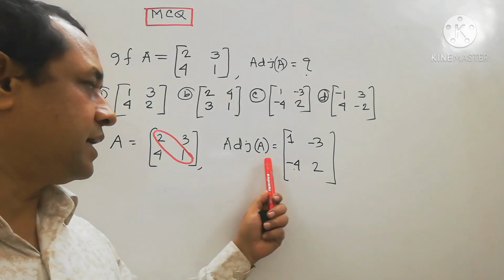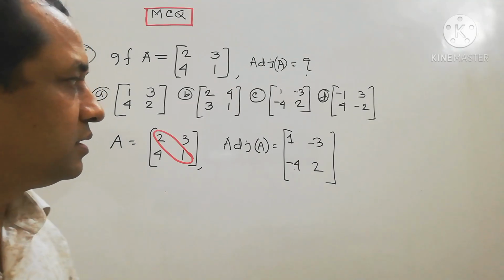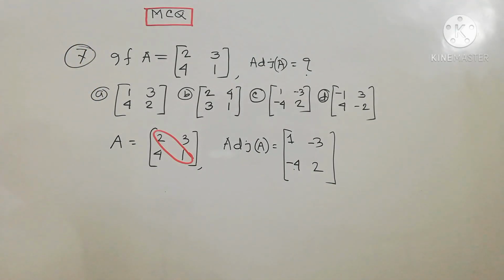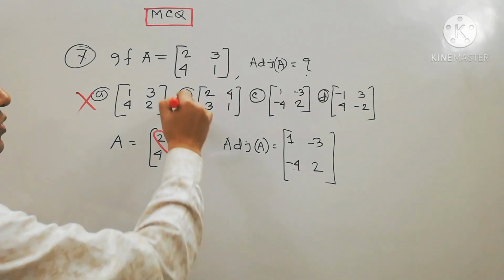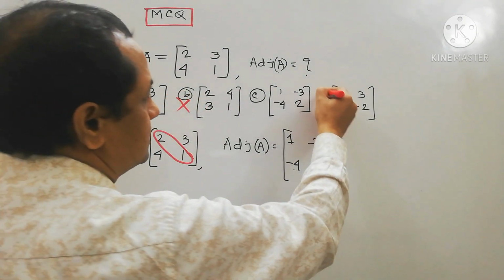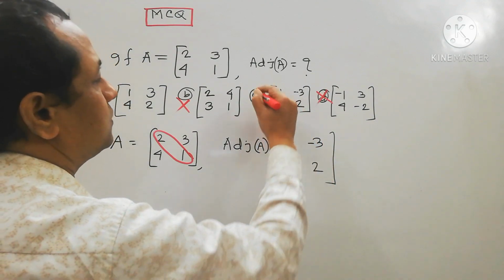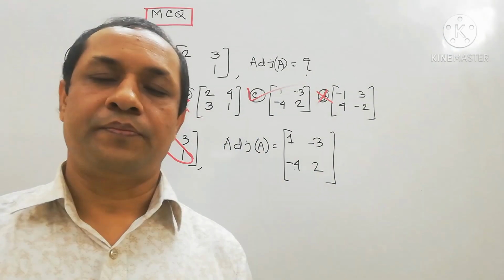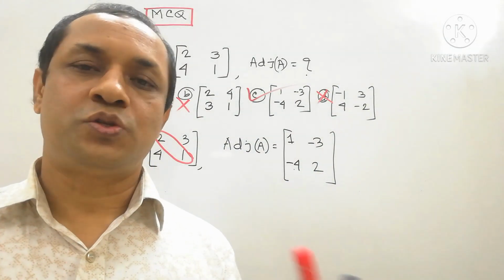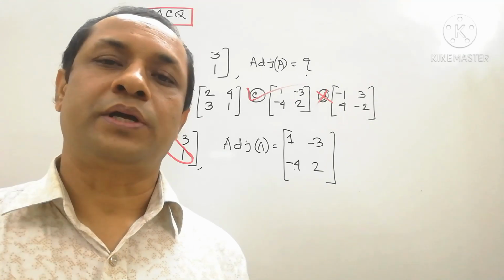So student, the adjoint matrix will be 1 minus 4 minus 3 2. Option A is cancelled, option B is cancelled, option D is cancelled, so option C, 1 minus 4 minus 3 2, so the answer will be option C. I hope that student you are clear. It is a very simple question.